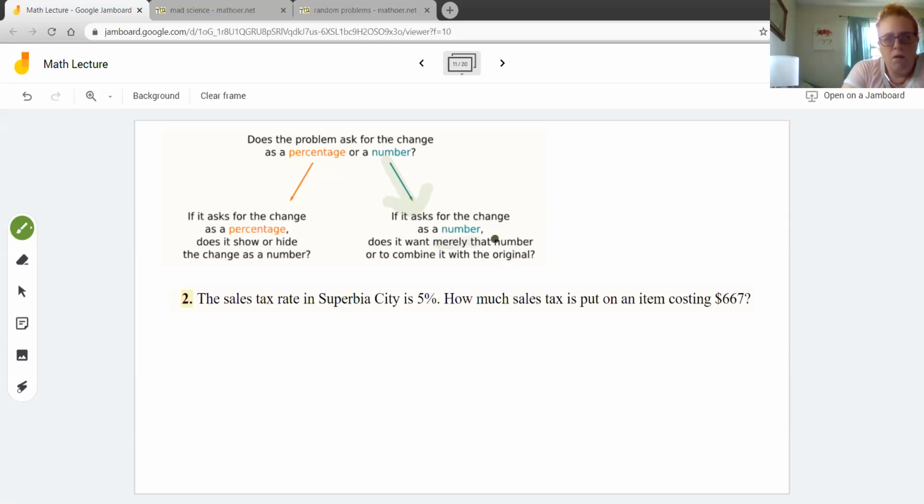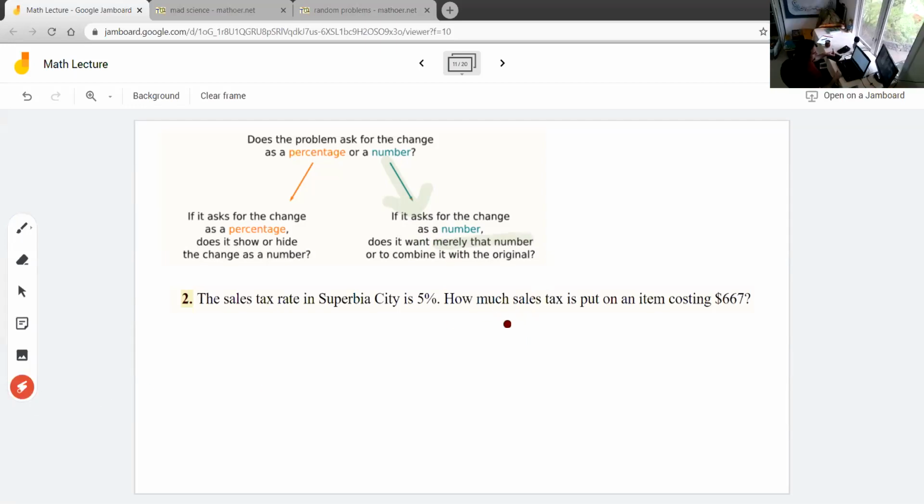Just the number. They could have asked us, how much money does the person spend, including the sales tax? Then we'd have to add it back on. But that's not what they asked us. They only wanted the number. So again, get your brain organized before you start, and you won't miss any points for no reason on a test.